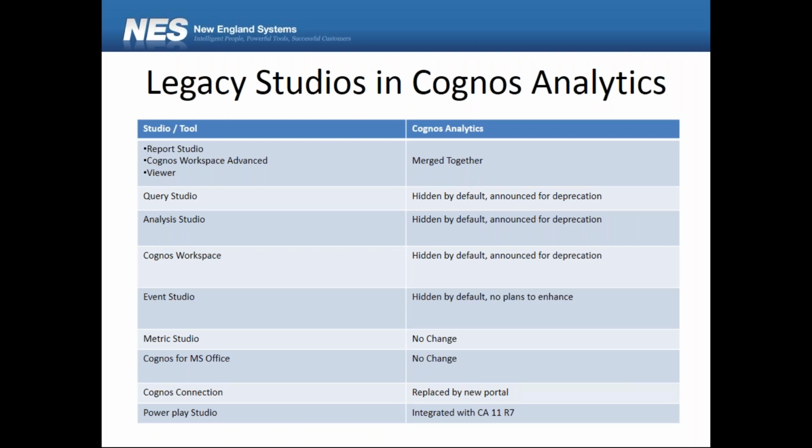As you can see, with Query Studio, with Analysis Studio, by default they're hidden. So we can hide them from the end users, or we can make them available for the end users. But again, if you're going through the process to move to the newer tool, spend some time talking about training, mentoring, how to get people to use the new authoring tool, which is going to open them up to a whole other world of possibilities with their data insight.